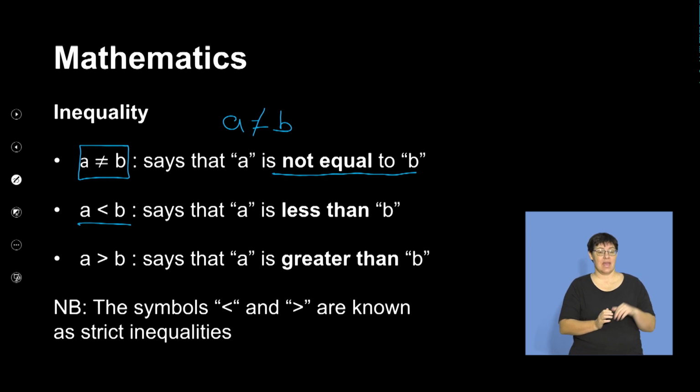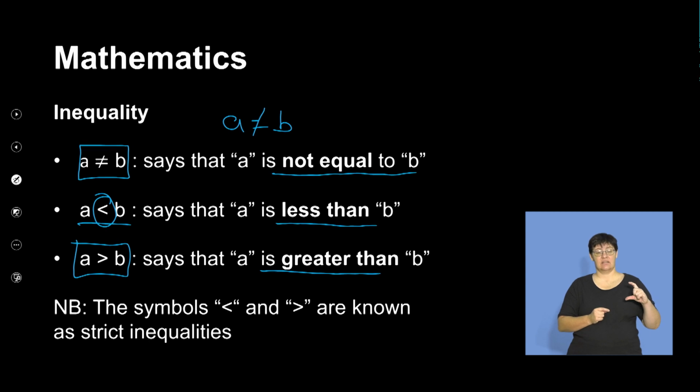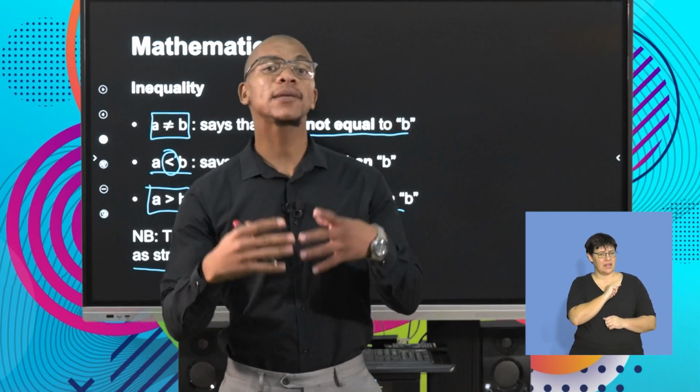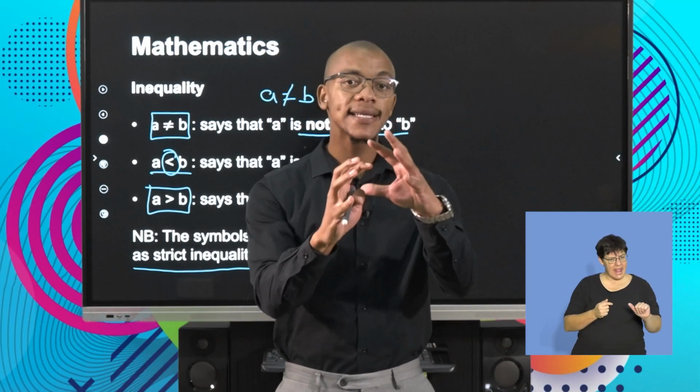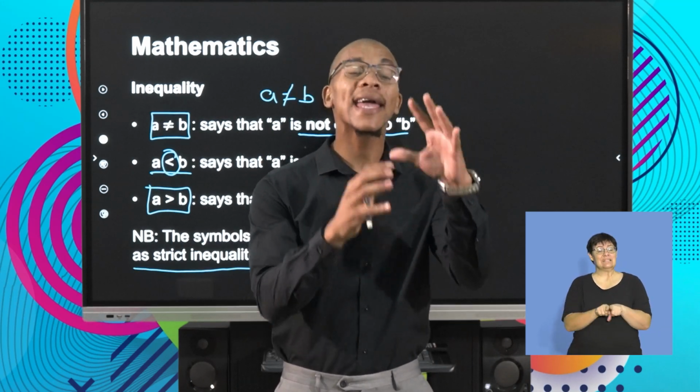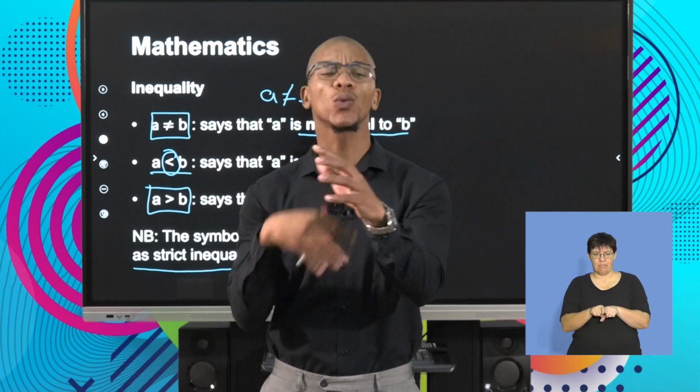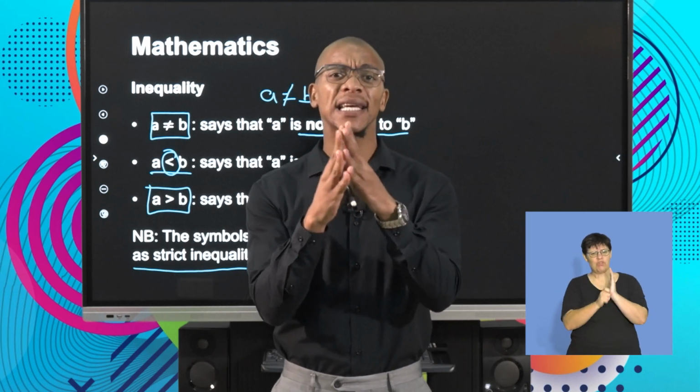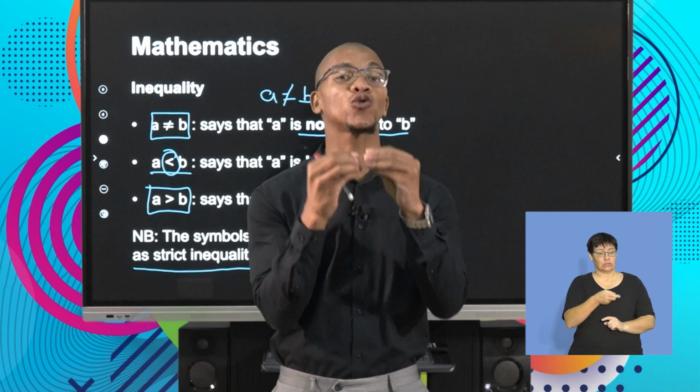Then the symbol that I have in between these two letters says that A is less than B. And the one that I have here that is facing the other direction says that A is greater than B. These two symbols are known as our strict inequalities. Why am I saying they are strict inequalities? Because at times it might be that A is greater than B, but A is also equal to B. So we look at how we then write that as a symbol. That's what I'm saying. These are only the strict inequalities.